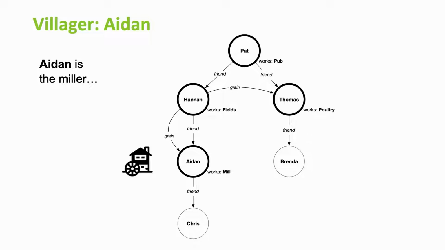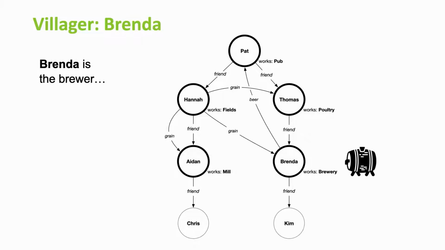And then Aiden is the miller, Hannah's friend. Hannah sells grain to Aiden. Aiden in turn has a friend named Chris. And Brenda, Thomas's friend, works the brewery. Brenda buys grain from Hannah, and she makes beer, which she sells to Pat, who runs the pub. Brenda also has a friend named Kim.